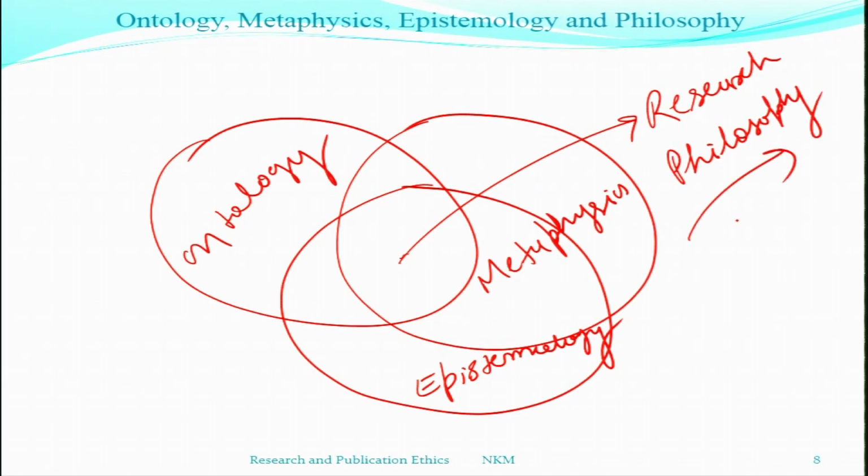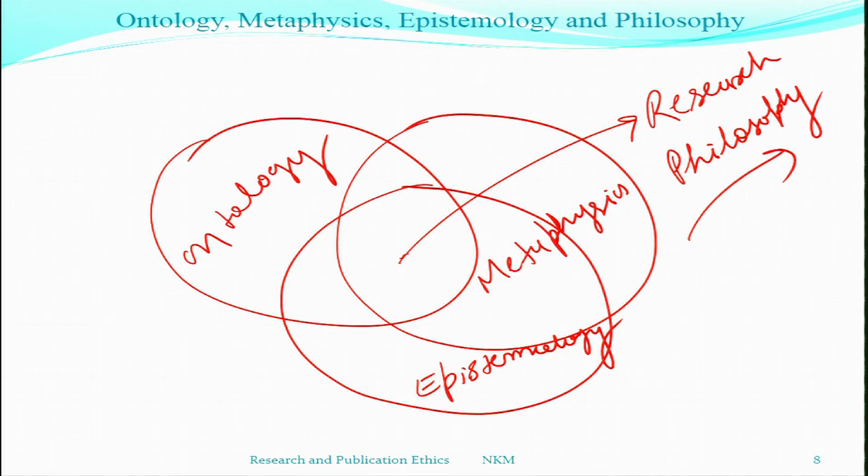Yeah, that's the idea we have to understand. So, research philosophy is actually constituted from ontology, metaphysics, and epistemology, and then we have to understand in what ways it develops the basic principles of research, or how ontology, metaphysics, and epistemology craft the very research design.